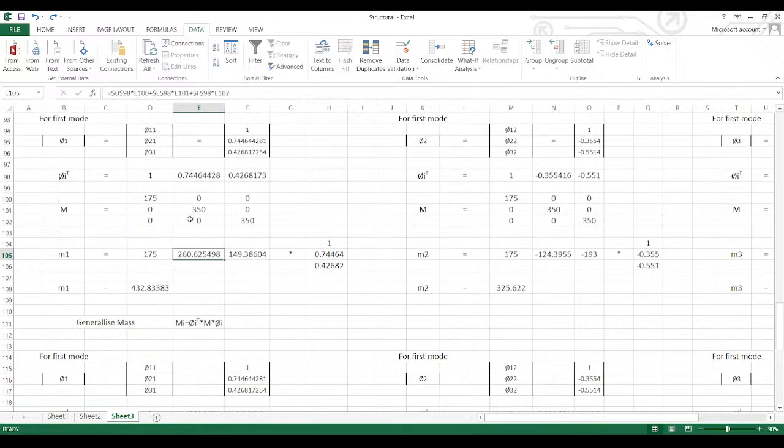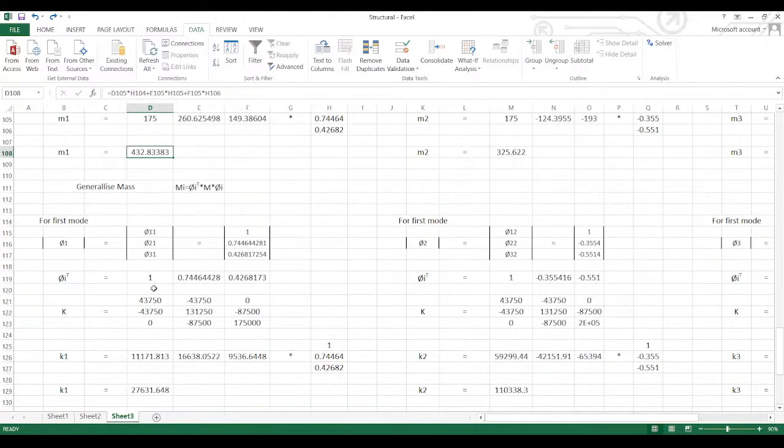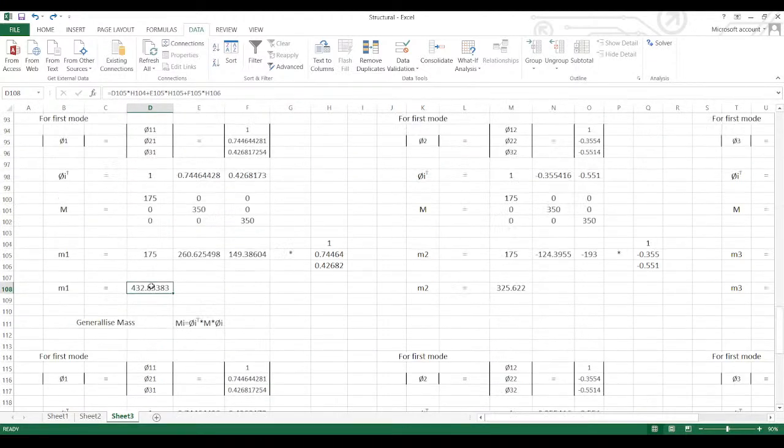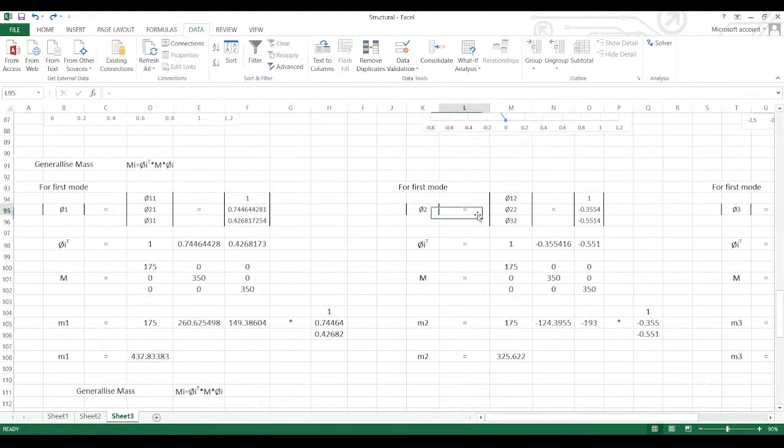Here we have got this matrix, and this matrix will be multiplied with the phi matrix, and we have got this matrix, that is this into this plus this into this plus this is equal to m1, the generalized mass m1. Similarly, we put phi 2. You have to change only phi, and all other terms are the same, and you calculate it like this.